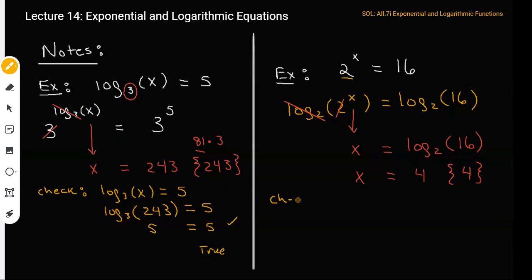So when I check, I always start off with my original equation. And I just plug in my solution for x. This time it's a 4. So I get to raise 2 to the 4th power, and 2 to the 4th power is 16. So at the very end, I get that 16 is equal to 16, and that's my true statement.